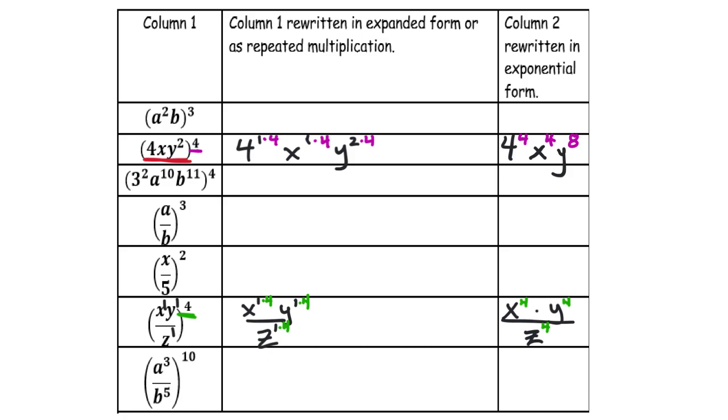So now that we've seen that the rule works, I'm not going to worry about expanding these ones, okay? We'll start with this one right here. Again, I'm just going to be applying the rule, save us some time. So I've got bases of 3, a, and b. Inside the parentheses, the 3 has an exponent of 2, the a has an exponent of 10, and the b has an exponent of 11. But this 4 exponent on the outside is separated with parentheses, so that means I will be multiplying the 4 by all of the exponents on the inside.